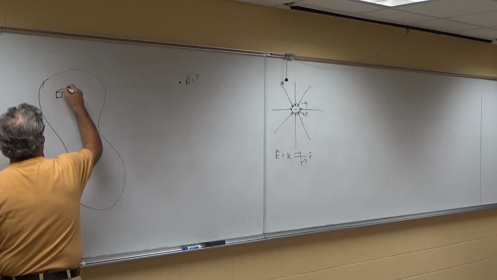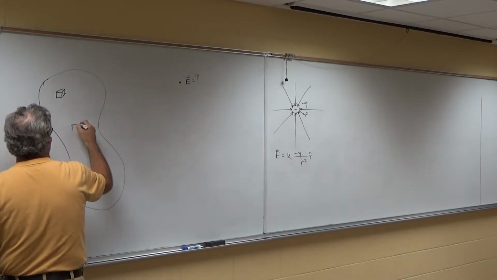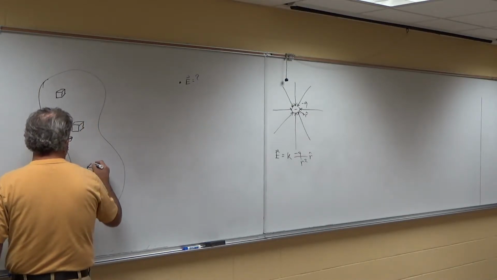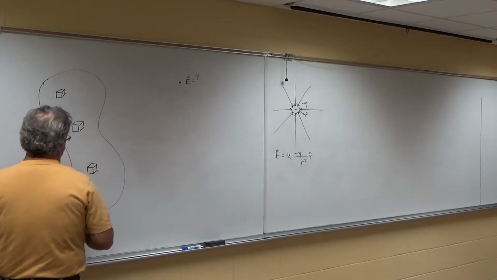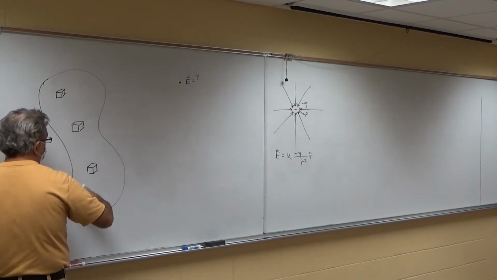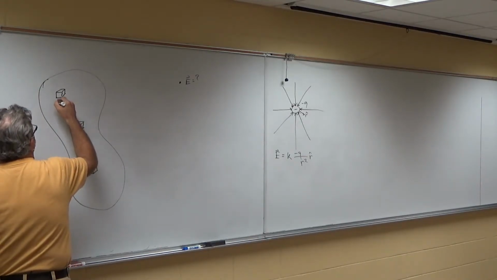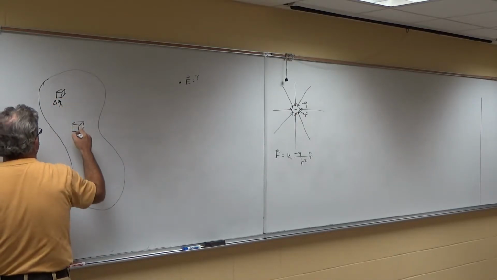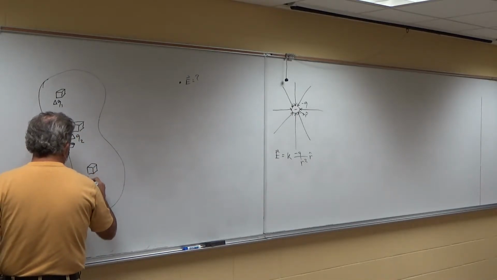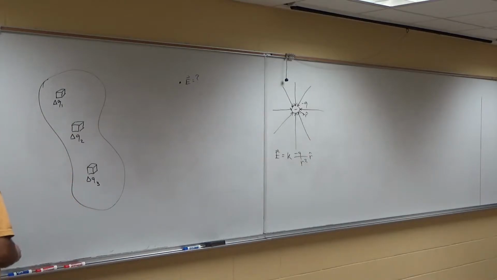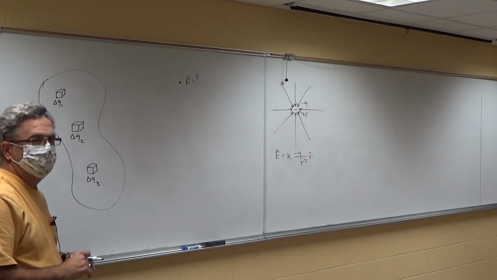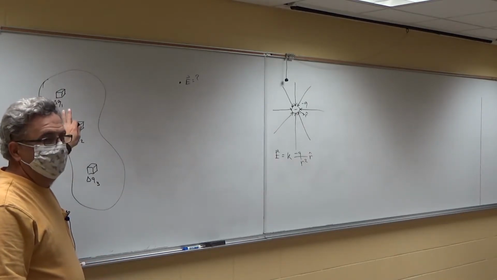I'm going to break it up into little cubes of charge. Okay, these seem like pretty big cubes, but I'm only going to draw 3, but I'm assuming that I'm covering the space, okay? So I'll call this delta Q1. Delta means a little bit of charge, delta Q2, and delta Q3. And those go on and on and on up to delta Qn, depending on however many I can fit into that blob of charge.